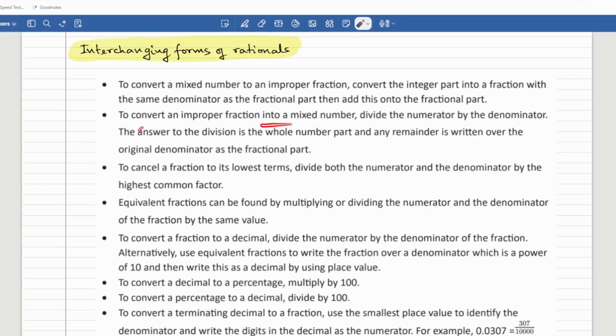To convert an improper fraction into a mixed number, divide the numerator by the denominator. The answer to the division is the whole part and any remainder is over. The answer will be of the format whole number part plus the fractional part consisting of the remainder over the original denominator. To cancel a fraction to its lowest terms, divide it by the highest common factor. Equivalent fractions can be found by multiplying a common factor to both the numerator and the denominator.